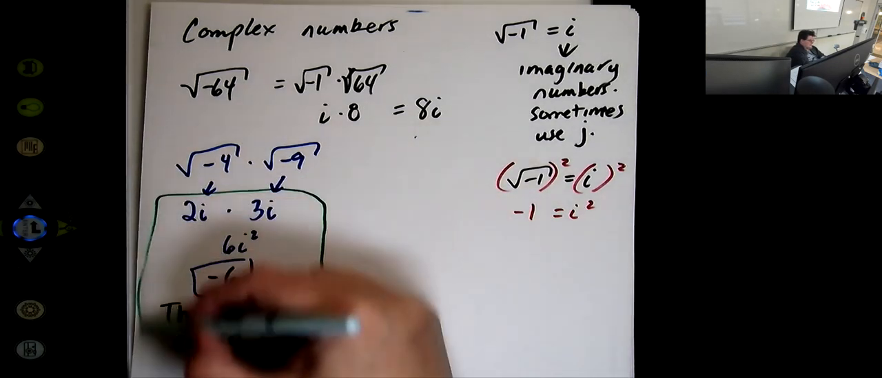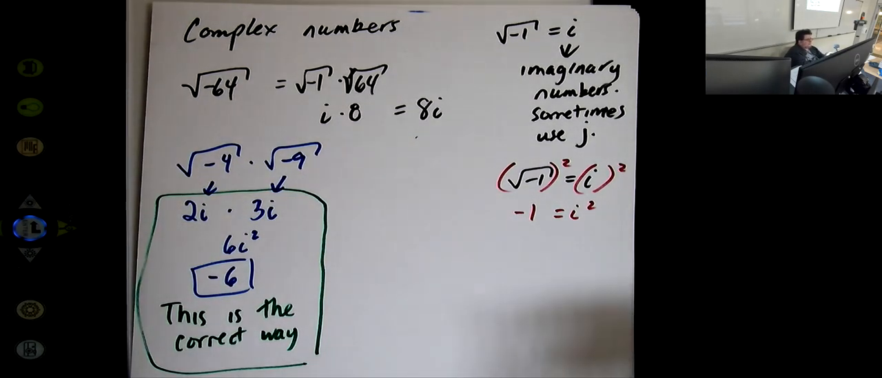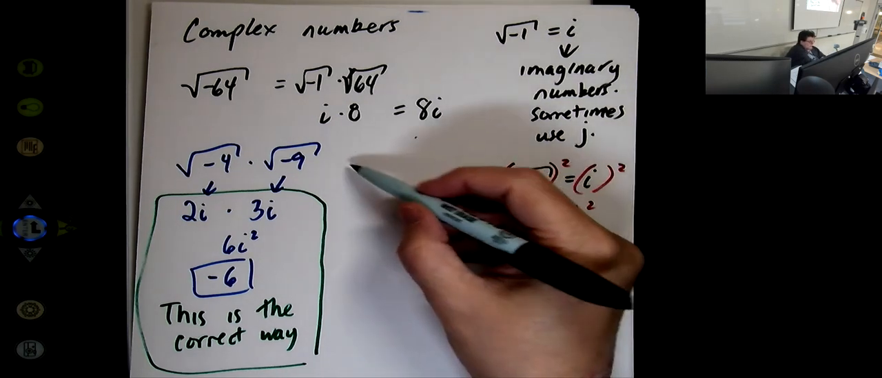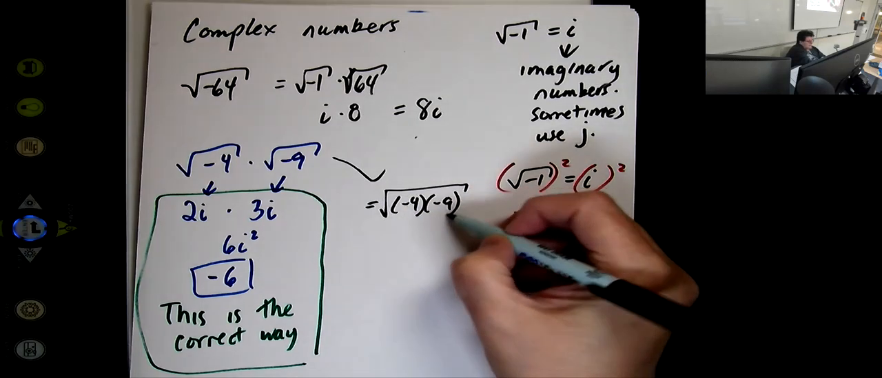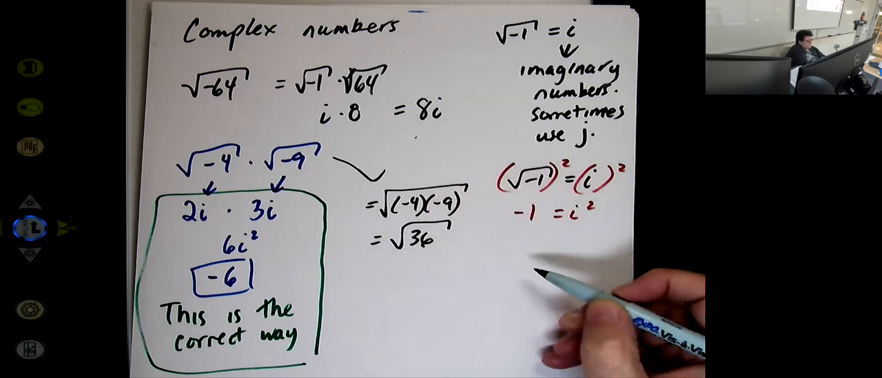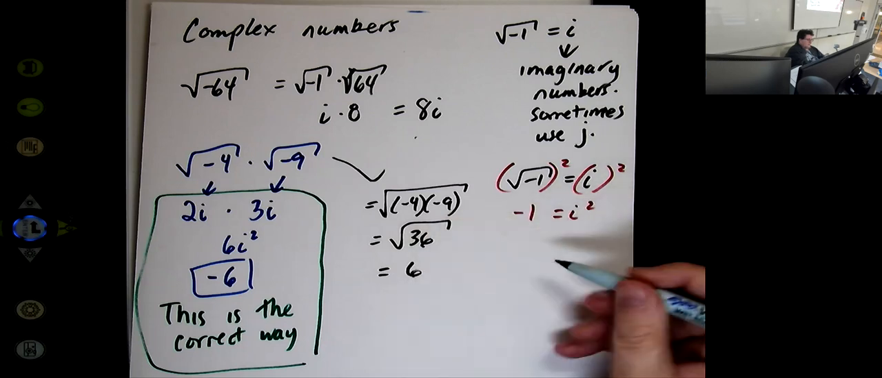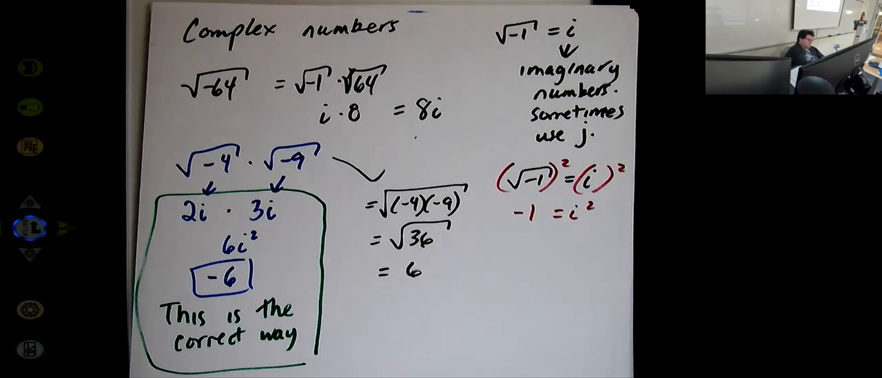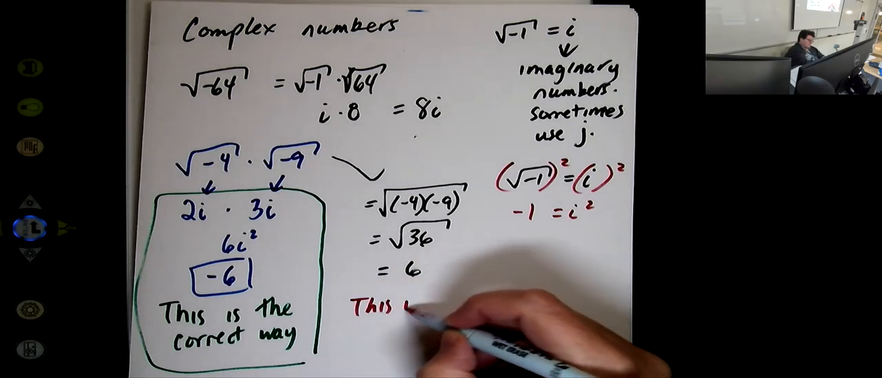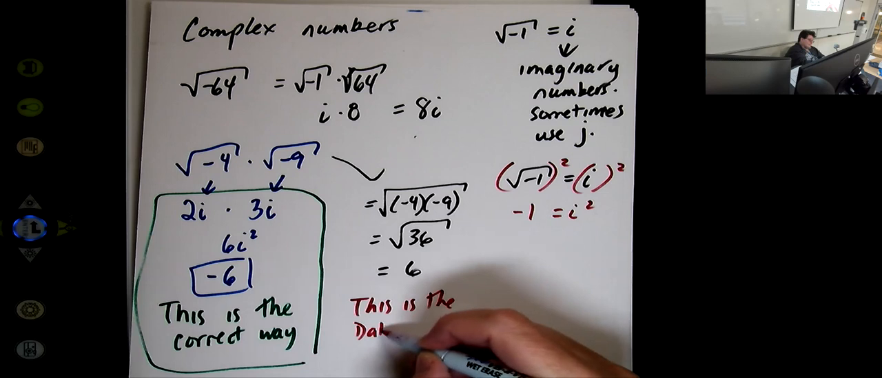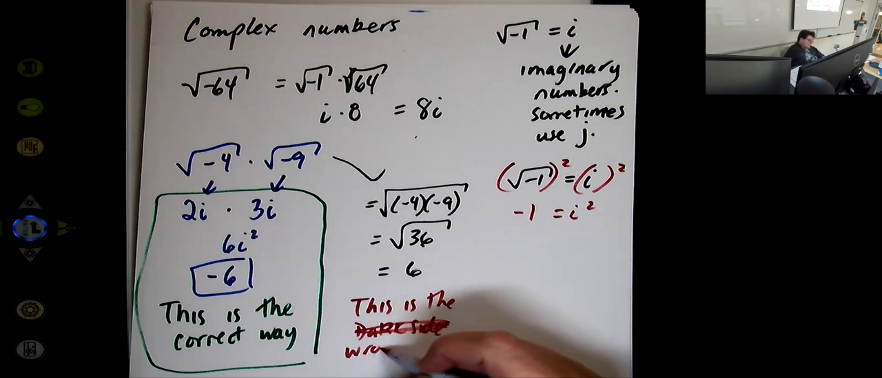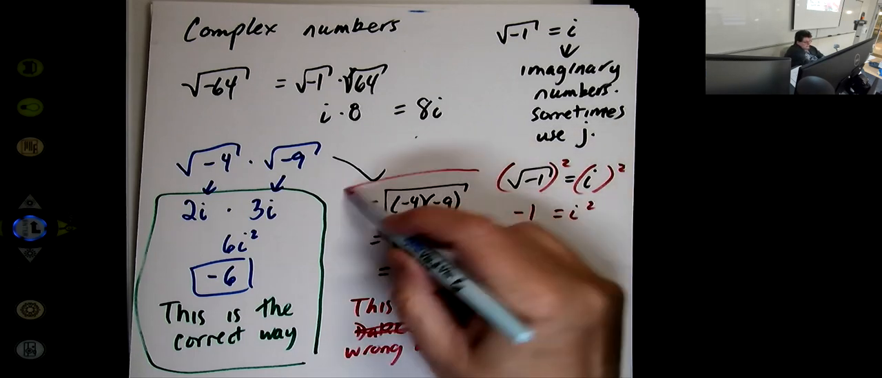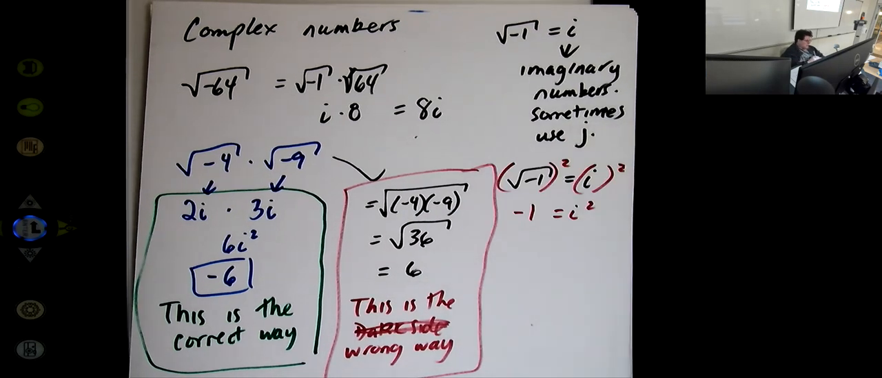The path that leads you down the path of the dark side is multiplying these two together on the inside and saying -4 times -9 equals the square root of 36. And you take the square root of 36 and you get 6. This is the dark side. Maybe I shouldn't use the dark side. I like dark side, so this is the wrong way, because we lose the information about the negative signs.